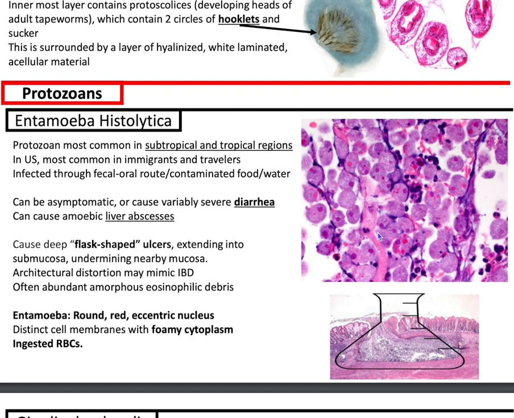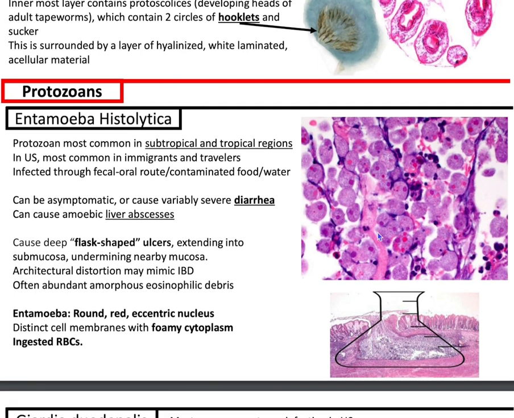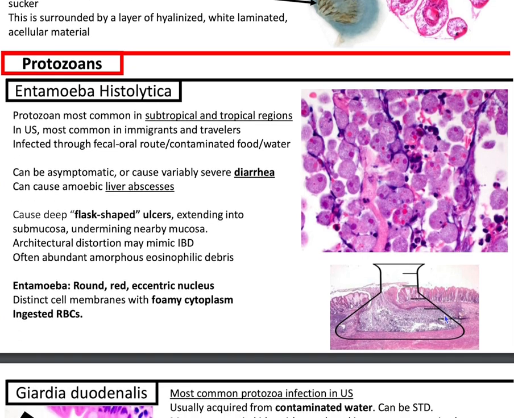Protozoans, Entamoeba histolytica. Protozoans are most common in subtropical and tropical regions, and in the U.S. it is most common in immigrants and travelers. You get infection through the fecal-oral route and contaminated food and water. It can be asymptomatic, but if you are symptomatic, it can cause variably severe diarrhea. It can also cause amoebic liver abscesses that look like anchovy paste. And histologically, it causes deep flask-shaped ulcers extending into the submucosa and undermining the nearby mucosa. Architectural distortion may mimic IBD, and you'll have often abundant amorphous eosinophilic debris.